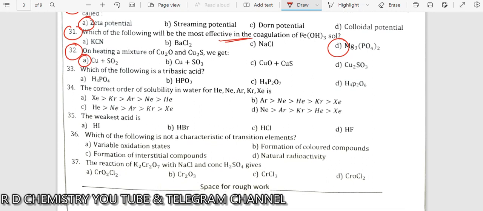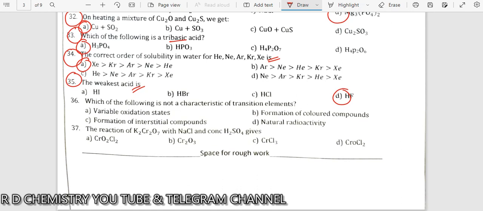Question number 33 from the P block element, group number 15, nitrogen family, about the tribasic acid. Option number A. Question number 34 from noble gas group. Answer is option number A. Question number 35, the weakest acid from the halogen family. Answer is option number D, the weakest acid.